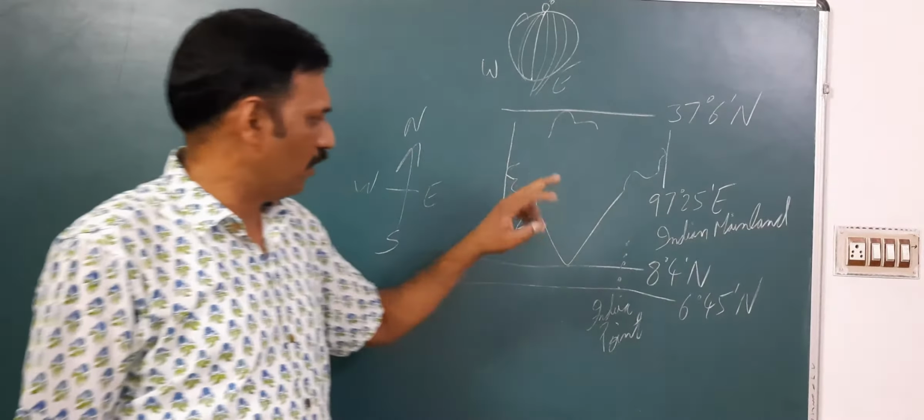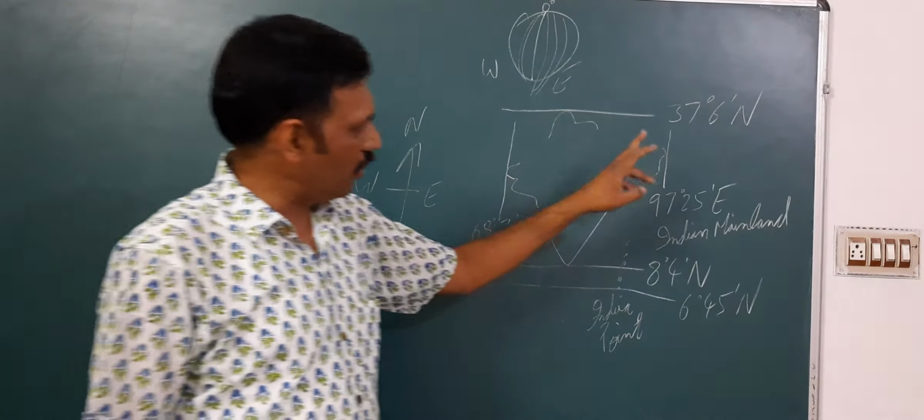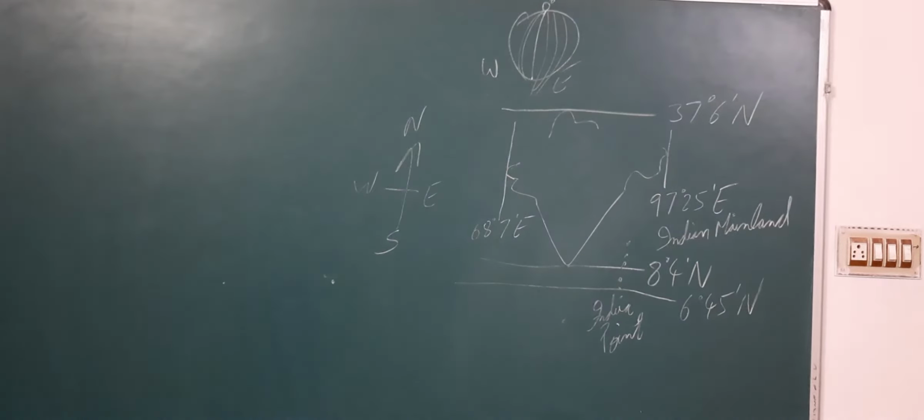Mainland 8 degree 4 minute. Northernmost 37 degree 6 minute. Westernmost 68 degree 7 minute, and easternmost 97 degree 25 minute east.